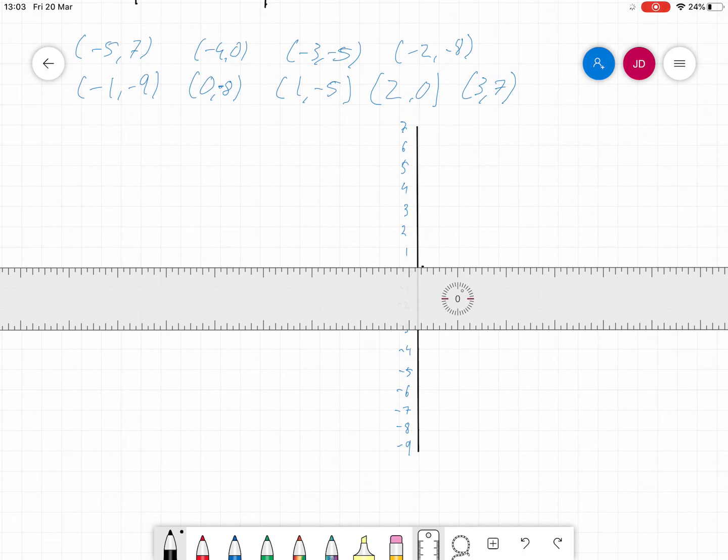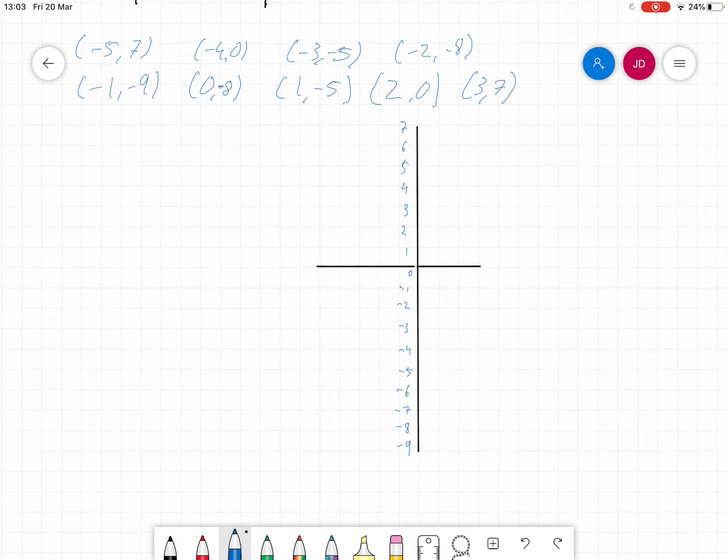So, I'm going to have 1, 2, 3, and out this side, -1, -2, -3, -4, -5. Excellent. Okay. So now I just need to label them up. 1, 2, 3, -1, -2, -3, -4, -5. Okay, now we have to plot our points.